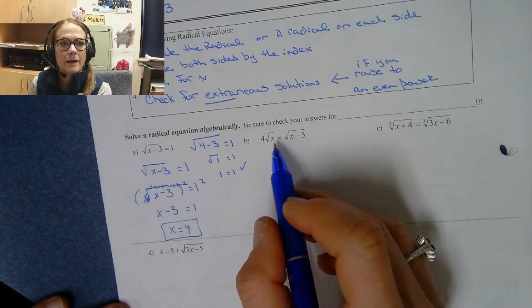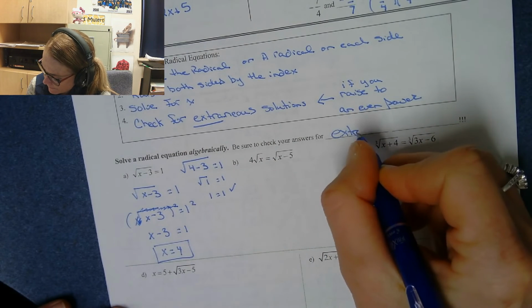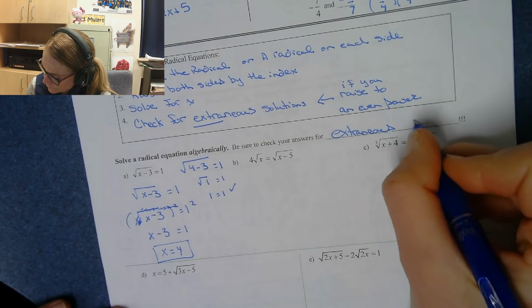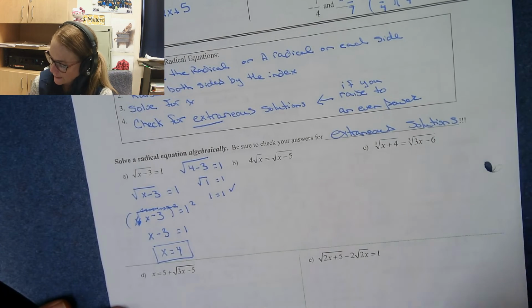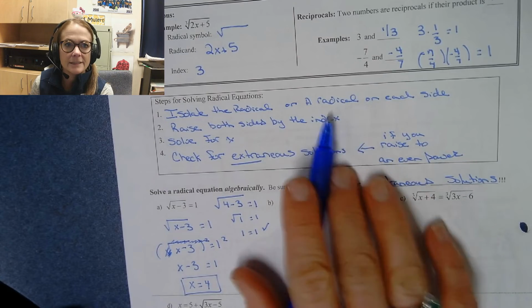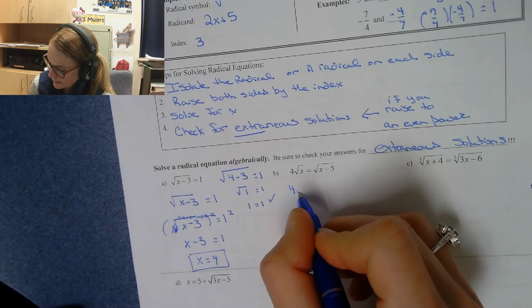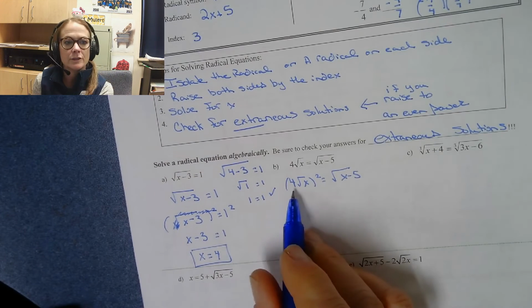All right, so this one, be sure you check for extraneous solutions. That just means extra solutions. So here I've got a radical on each side, so we're good to go. I'm going to square both sides. Okay, so make sure you square the 4.